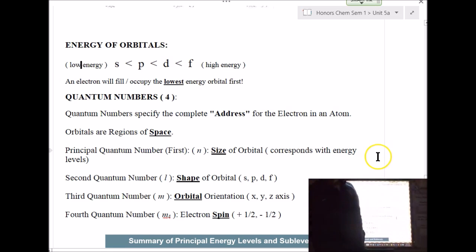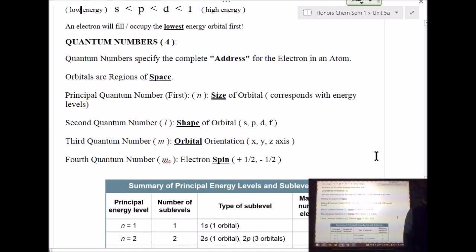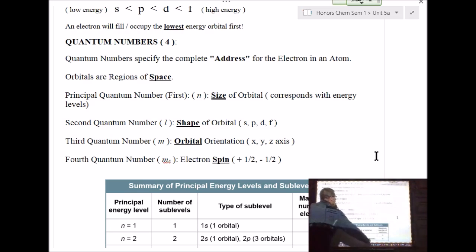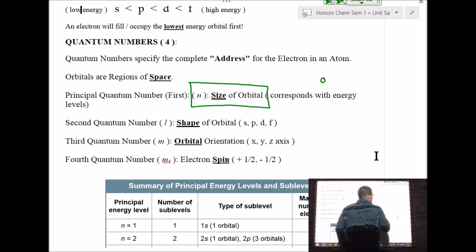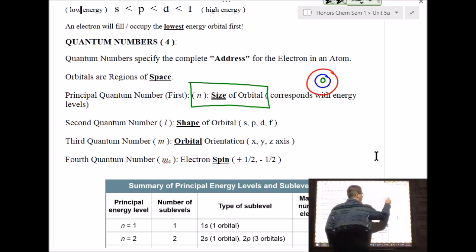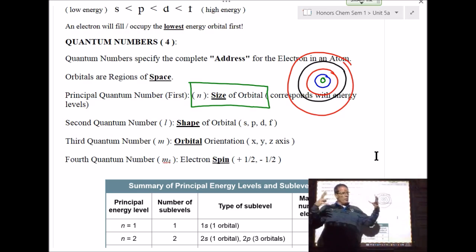When we talk about quantum numbers, it's like an address. So we can find an electron, quote unquote, theoretically, based on 4 different variables. The first one, the letter N, represents the size of the orbital. In other words, when we look at a 1s orbital, it might be that big. If I look at a 2s orbital, it might be that big. If I look at a 3s orbital, it might be that big. And so on and so forth. As I increase the energy levels, those orbitals get bigger and bigger. So 1s, 2s, 3s, 4s, etc.